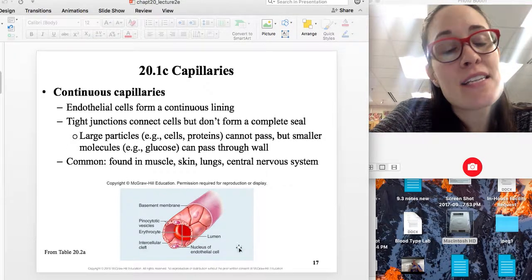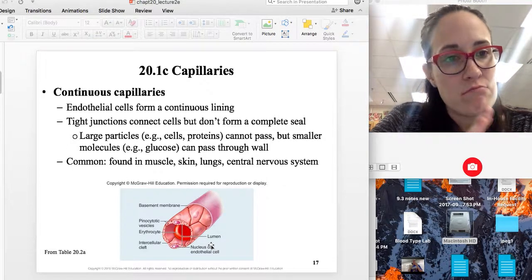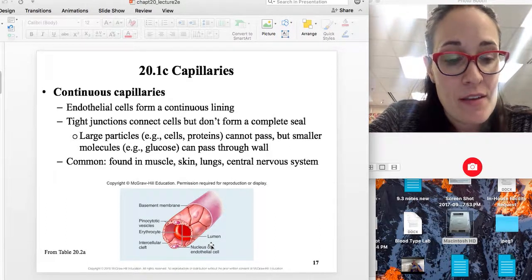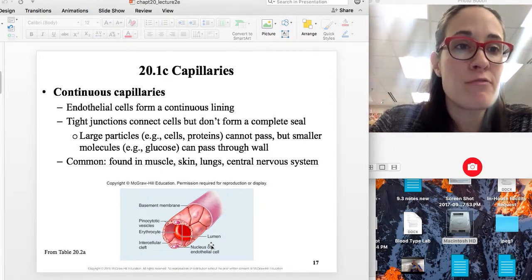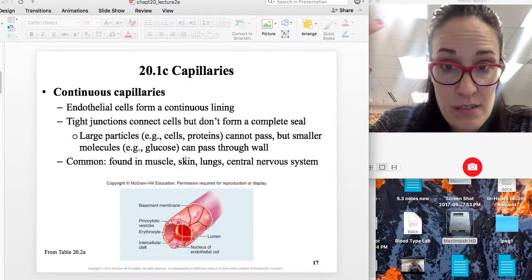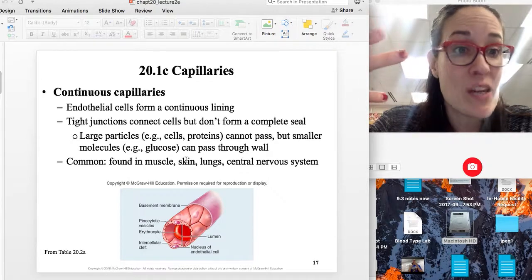So we see continuous capillaries in muscle, in your skin, in your lungs, in your central nervous system. Places where you want diffusion, oxygen, nervous system, lungs, skin, muscle, to get in quickly.